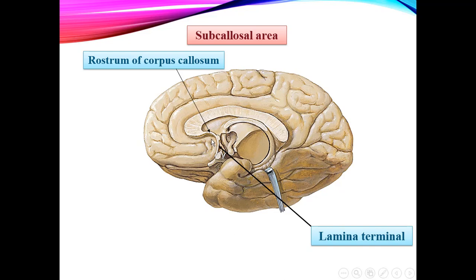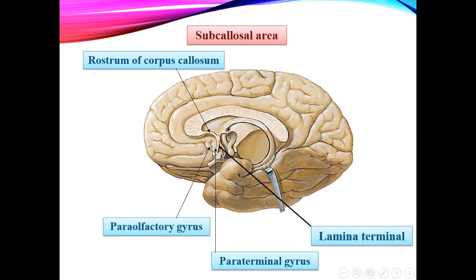This area contains 2 gyri, this gyrus and this gyrus. This gyrus, the posterior one, is the paraterminal gyrus, and this gyrus is called the paraolfactory gyrus. As you see, the paraterminal gyrus and paraolfactory gyrus are separated by a sulcus.